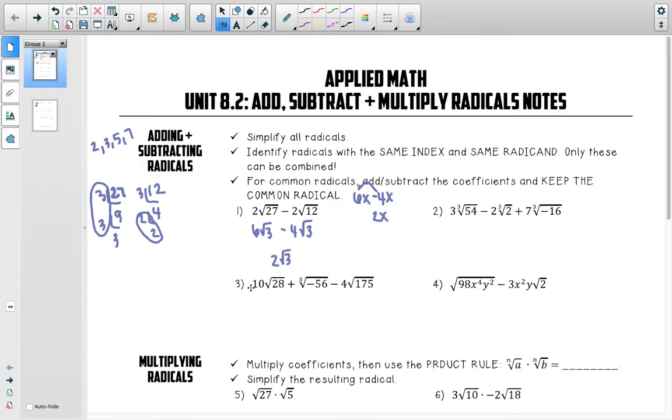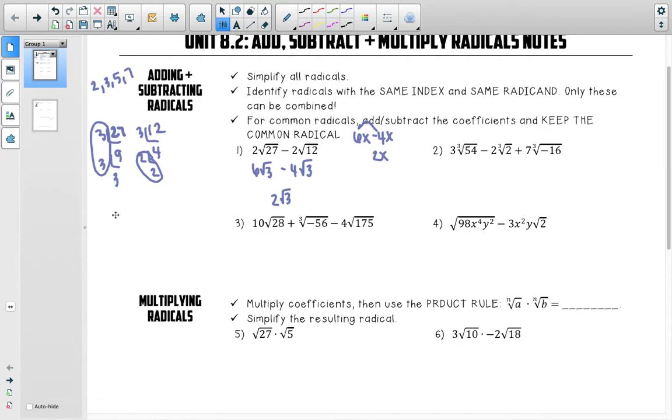So moving on to number 3. You have 3 problems to work with, but you have to be very careful with the index of the radical. And the index of the radical is what's right here. Since there's no number here, it's a square root. This is a cube root, and this is a square root. So we have to be careful about what we can put together.